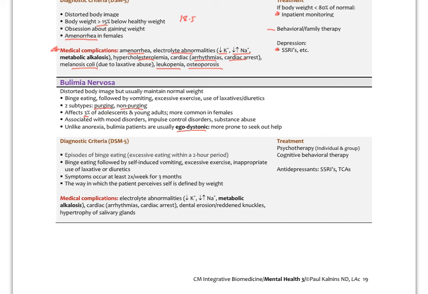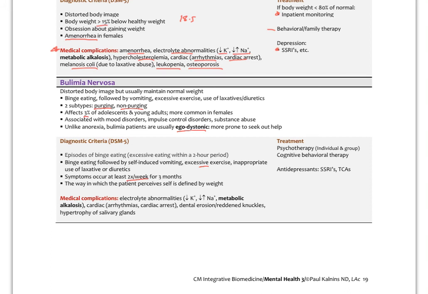The criteria are episodes of binge eating, so that's excessive eating within a 2-hour period. The binge eating is followed by self-induced vomiting, maybe really intense exercise, and then use of laxatives and diuretics. Symptoms usually occur at least 2 times a week for 3 months, and that's the basic criteria that has to be met. And then the way in which the patient perceives self is defined by their weight, and that can be obtained through their history and going through that.